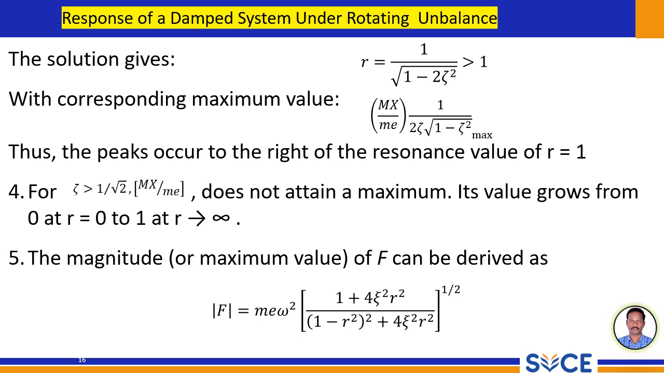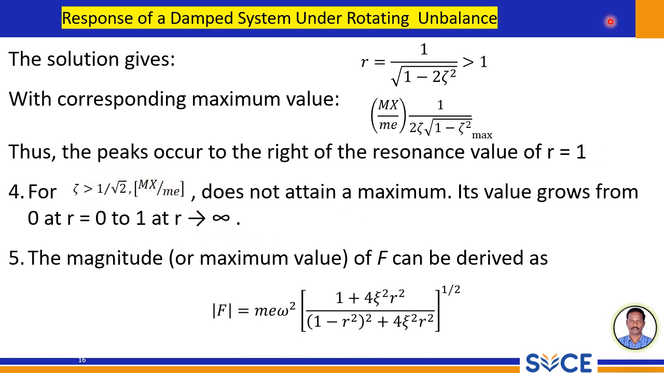Let's see the remaining observations. We have been exploring the impact of damping on vibration amplitude. Let me see what are the remaining observations. The equation tells us that for damping ratios less than 1 by root 2, the maximum amplitude ratio occurs at a frequency ratio greater than 1. This means the peak amplitude occurs to the right of the resonance value where R equals 1. The maximum amplitude ratio itself is given by this formula, which depends on the damping ratio.